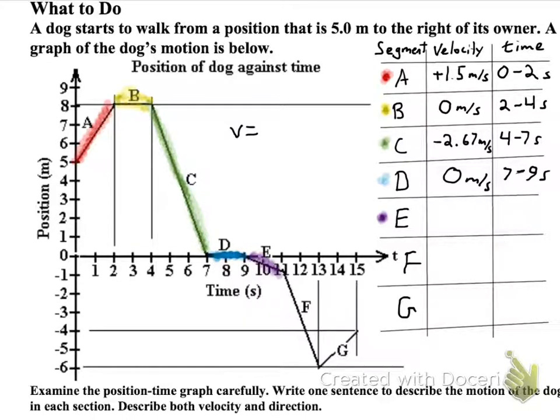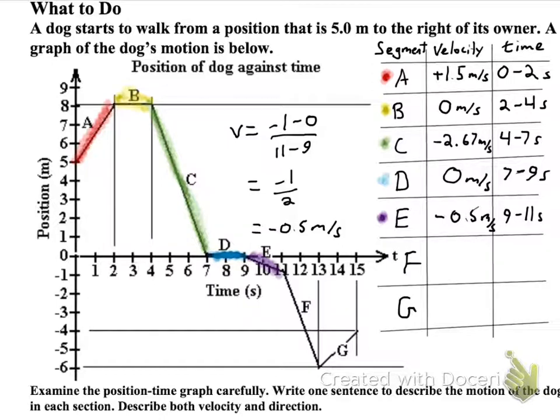So let's look at E now. This one's a negative slope again. Just from looking at it, we can tell it's going to be negative, but it's not going to be quite as big as section C because look, it's not as steep. So for this one, we just go down one spot. So our velocity here is just negative 0.5 meters per second. And we throw that back in our table.